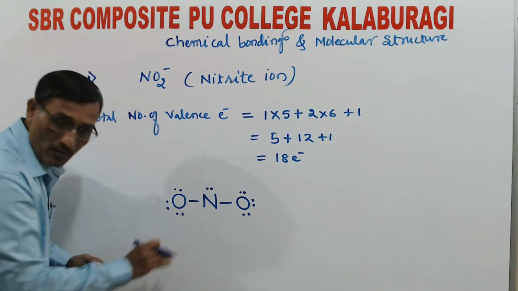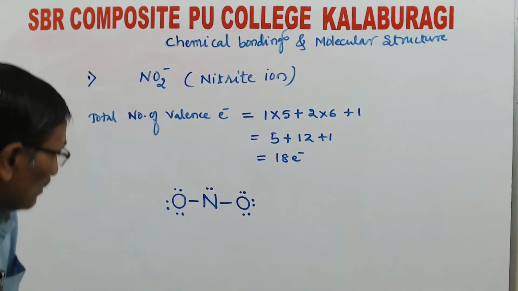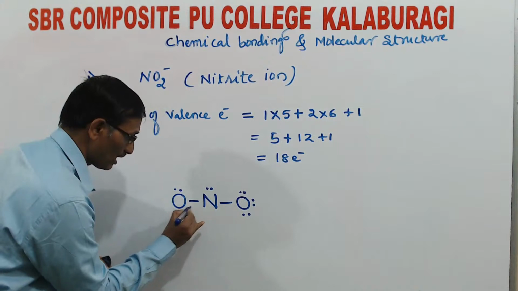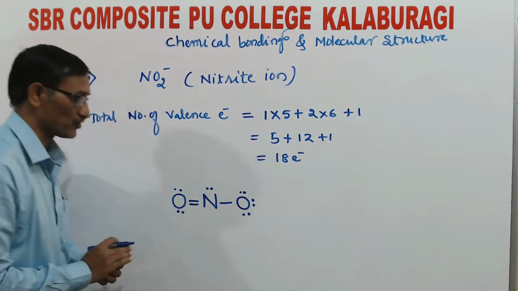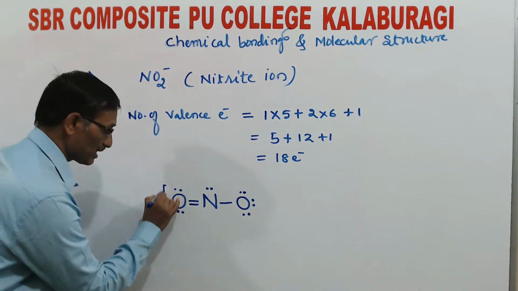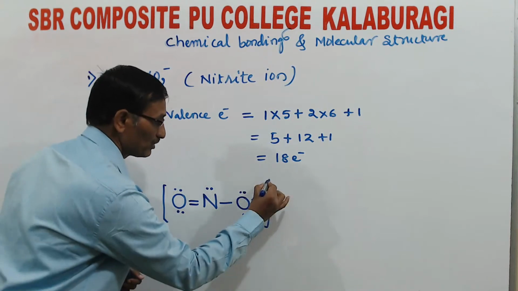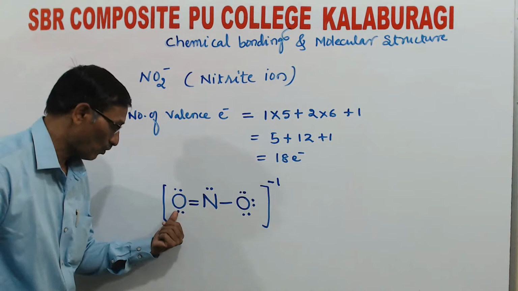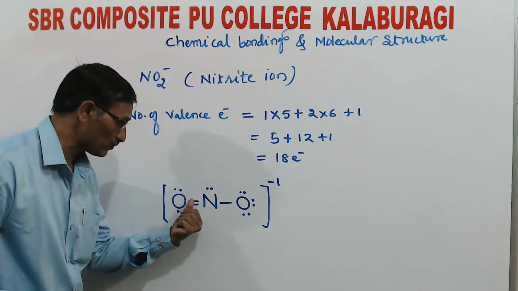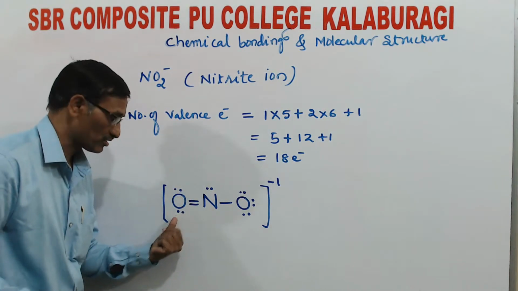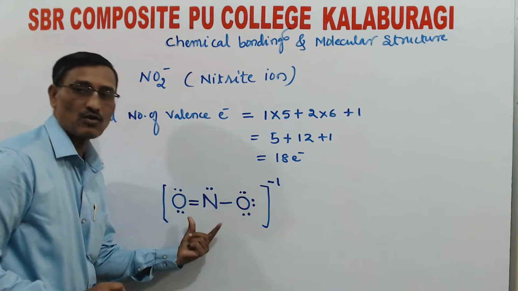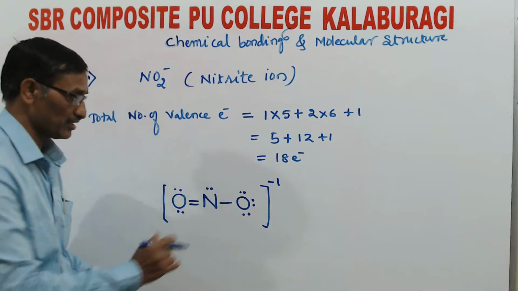That means now I am removing a lone pair and showing a double bond. Now net charge is minus 1. You write it as it is. Let us see the structure. 1, 2, 3, 4, 5, 6, 7, 8. No doubt, 1 to 8, and it has also acquired it. Like this we are representing.